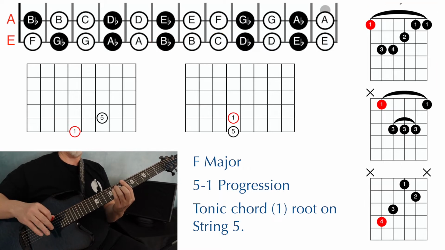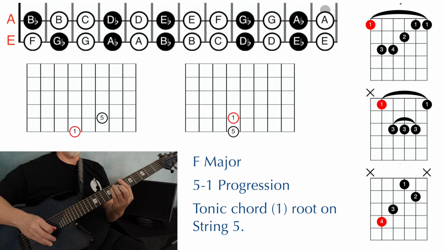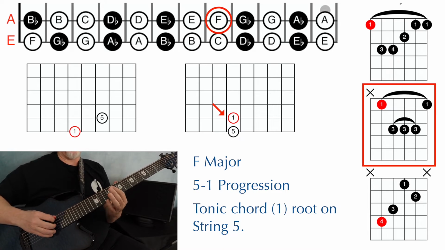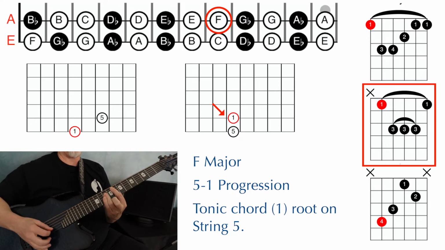Now let's say we're back in the key of F and we want to play the 1 chord, the F, with our 5th string as our root. So you would take one of those 5th string shapes, move it to string 5, fret 8, where the F is, and there's your 1 chord in the key of F.